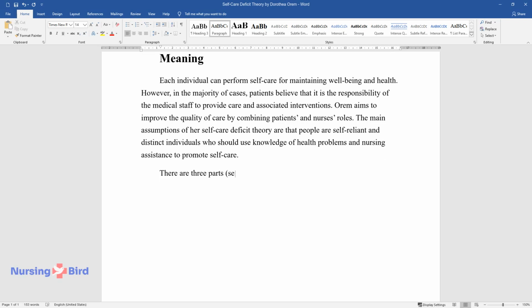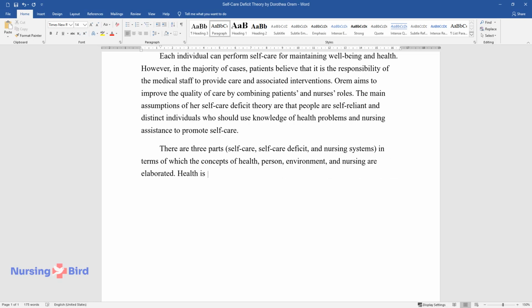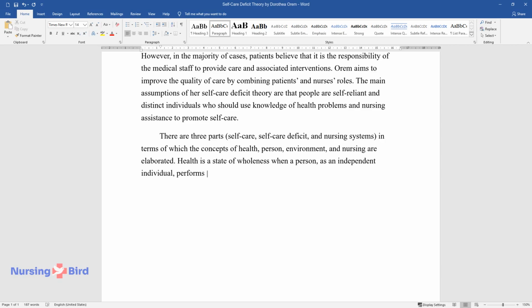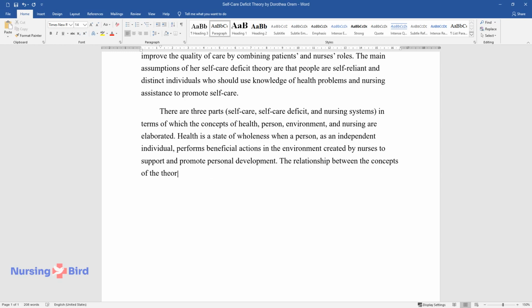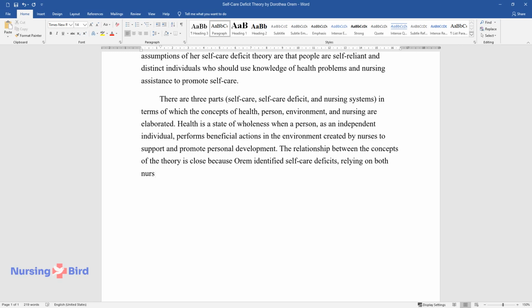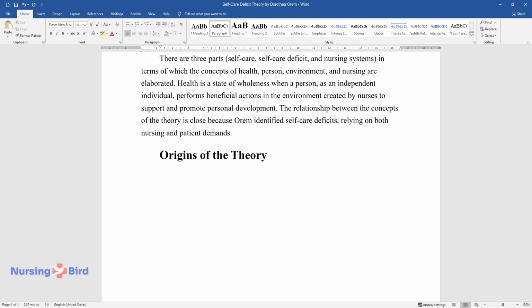There are three parts: self-care, self-care deficit, and nursing systems, in terms of which the concepts of health, person, environment, and nursing are elaborated. Health is a state of wholeness when a person, as an independent individual, performs beneficial actions in the environment created by nurses to support and promote personal development. The relationship between the concepts of the theory is close because Orem identified self-care deficits, relying on both nursing and patient demands.